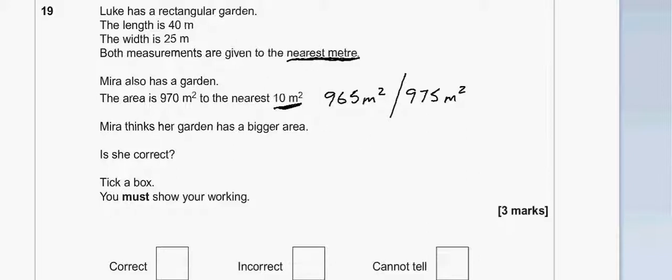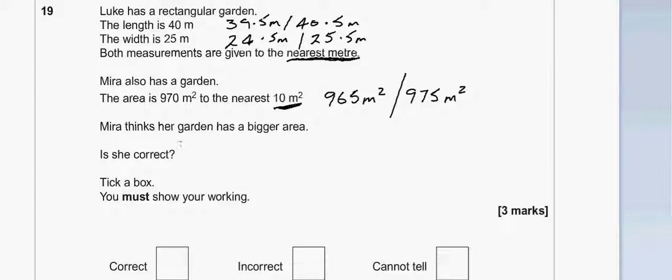Now it says here that these measurements are to the nearest metre, so again it's plus or minus half a metre. So the smallest it can be would be 39.5 metres. The largest it can be is 40.5 metres. Again here the smallest this could be is 24.5 metres and the largest it can be is 25.5 metres.